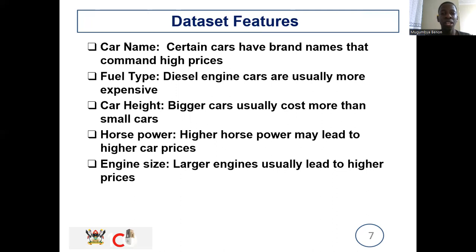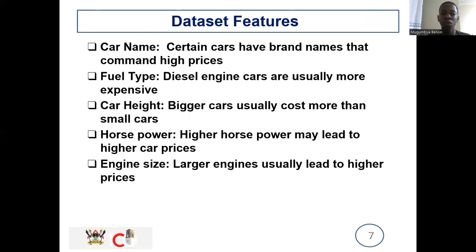So for the data set that we chose, our data set had many features: the car name, the fuel type, the car height, the horsepower, and the engine size. I'm going to talk in more detail about the features of this data set. The car name is relevant in that some car brands command a higher price. Let me say a Lamborghini, which is as small as a Corona, commands a higher price because Lamborghini has a brand name that is weightier than the Corona.